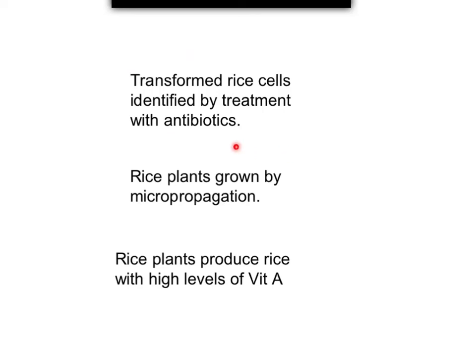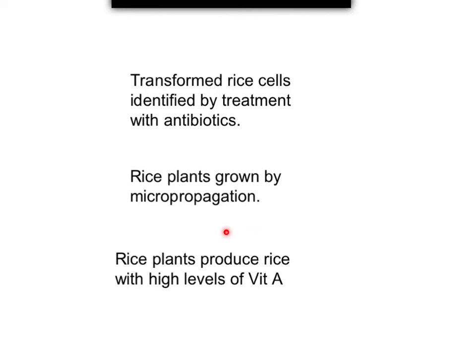Okay, and we'd take these transformed cells and we could grow these by micropropagation. Okay, again, this is a process that you studied when we'll do the biotechnology unit. Okay, and again we'd have studied that a little bit at GCSE. Okay, so we take our cells, our callus of cells, and we put them in different types of growth medium which promote root growth and shoot growth and so on, and we get small rice plants. Okay, and the idea is that these rice plants would produce high levels of vitamin A. So that's the second case study done.